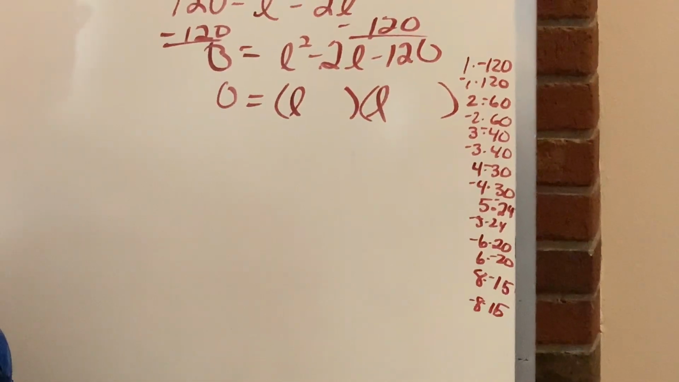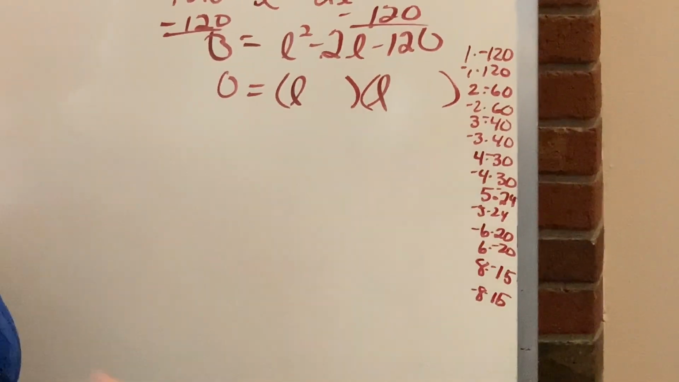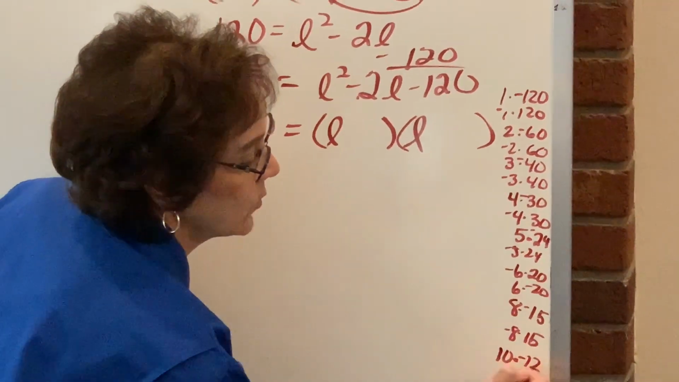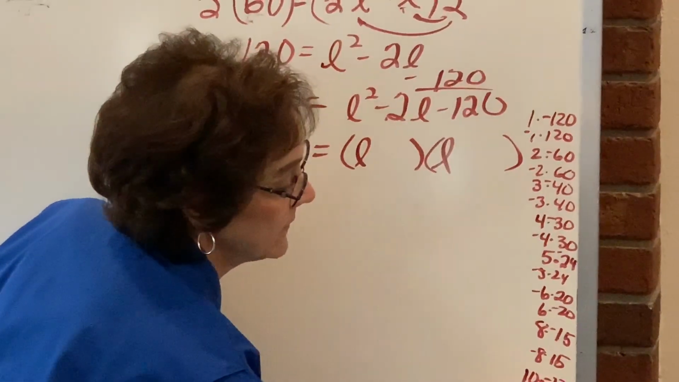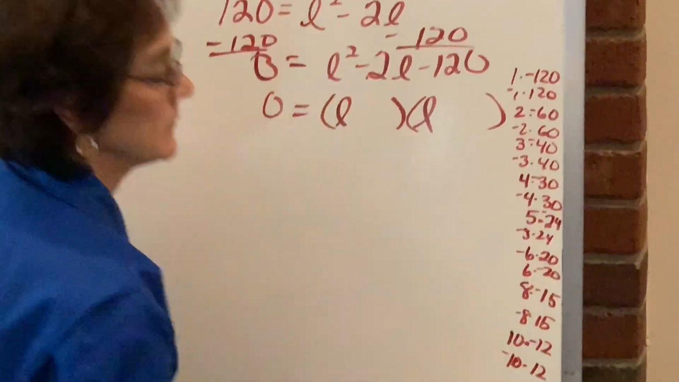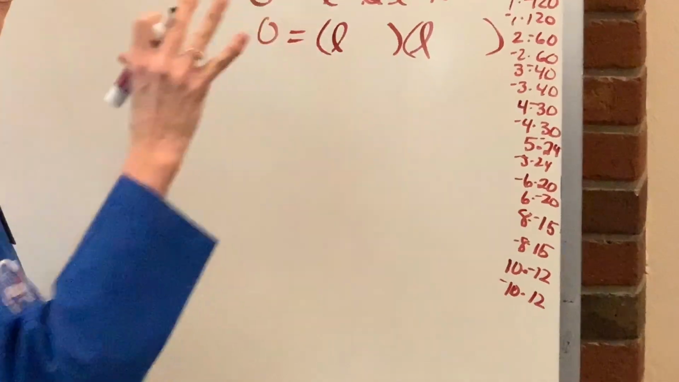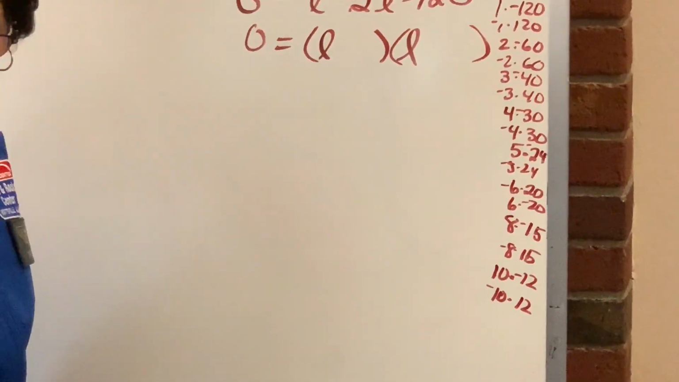9 does not go in evenly. How about 10? Yeah, 10 does. 10 times -12, or -10 times +12. And 11 doesn't go. 12 is here, so we know those are all the possibilities. That was a long one, wasn't it?